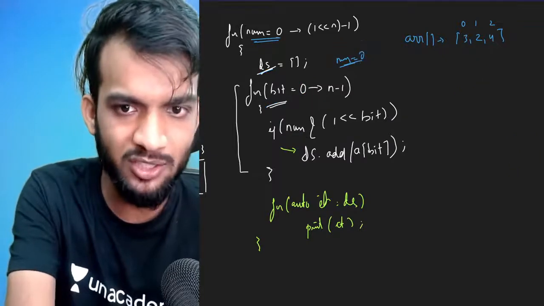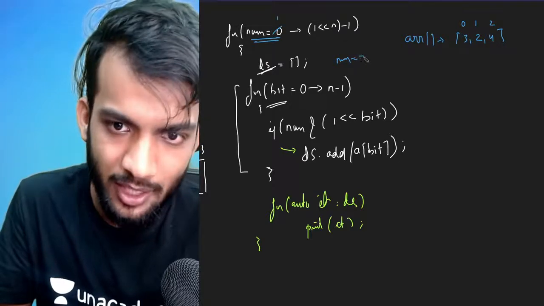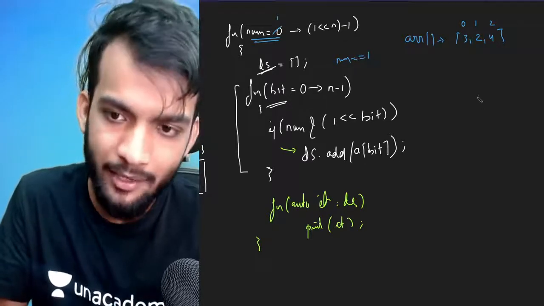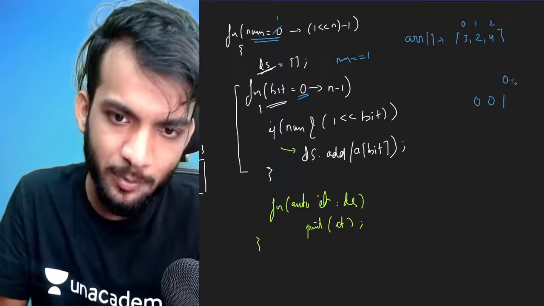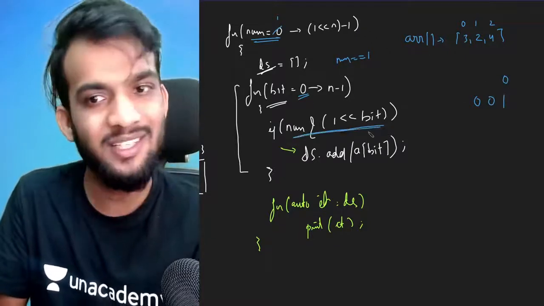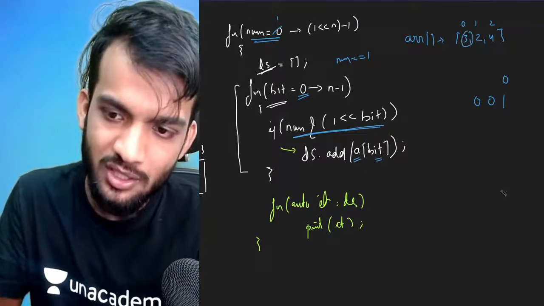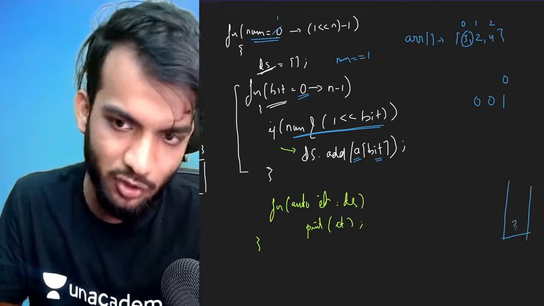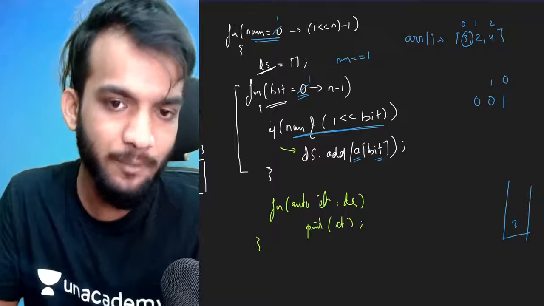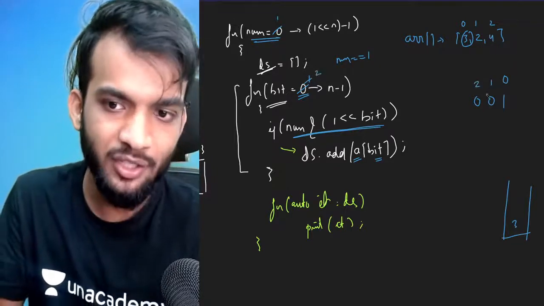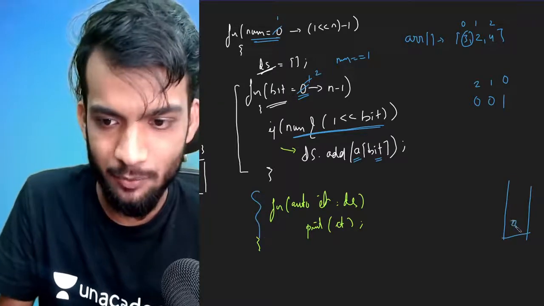Next time this number will increase to 1. What is 1 in binary? That's 0, 0, 1. Correct? So bit is 0. Goes to the 0th bit and checks, is this set? It is. So what it will do is a of 0. So a of 0 is 3. Takes it and puts this into the data structure. Next time, bit will increase to 1. Checks, unset. Next, checks, unset. Again, over.